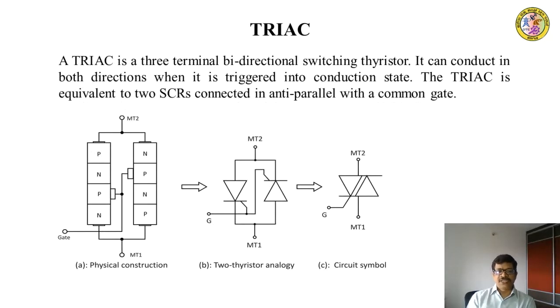Triac is a three-terminal bidirectional switching thyristor. It can conduct in both directions when it is triggered into conduction state. The triac is equivalent to two SCRs connected in anti-parallel with a common gate. The figures shown here are: figure A shows the physical construction of the triac, figure B shows the two thyristor analogy, and figure C is the circuit symbol of the triac.